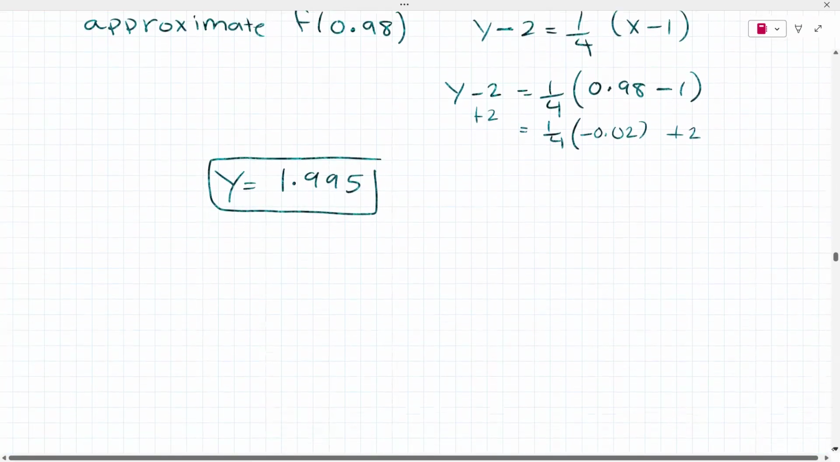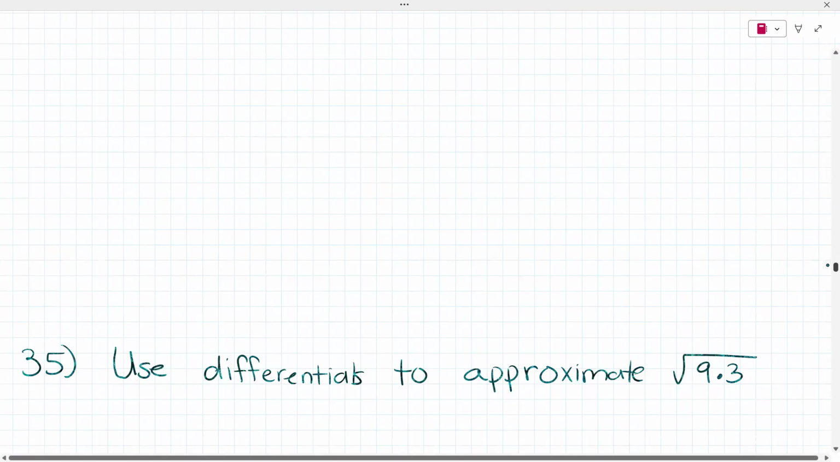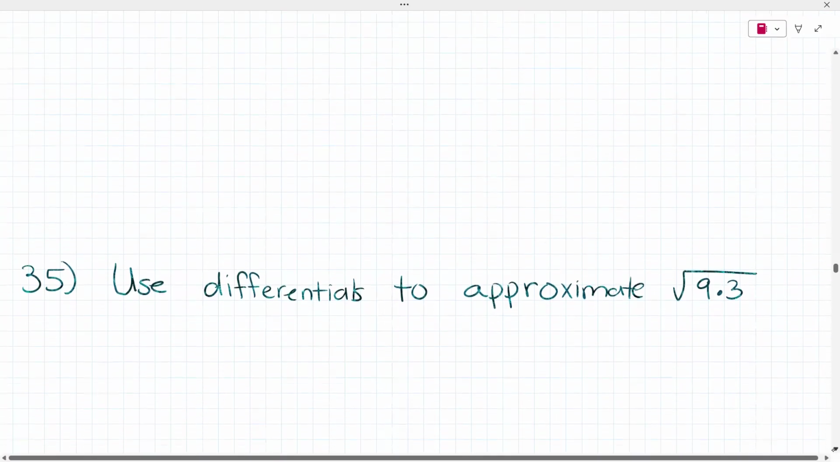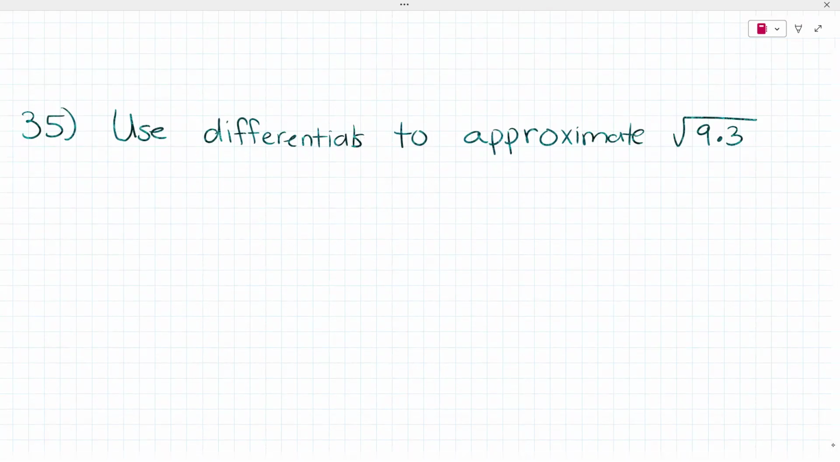Okay, let's move on. So number 35 says, use differentials to approximate square root of 9.3. So use differentials to approximate square root of 9.3.